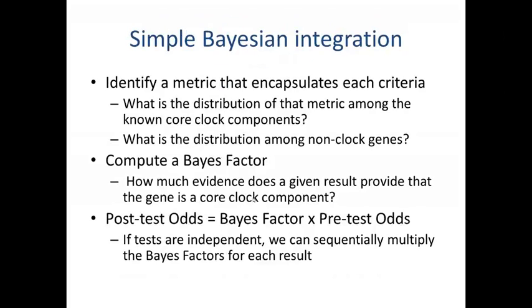And to do that, we're going to use something called naive Bayesian integration. These methods were first applied to biology by Olga Troyanskaya, working with Russ Altman and David Botstein at Stanford. And it's basically identifying a metric that encapsulates each of these criteria, computing a Bayes factor, which is basically the amount of evidence that each result provides, indicating that a particular gene is a core clock component. And then we're going to consider all these Bayes factors independently and come up with a sum.